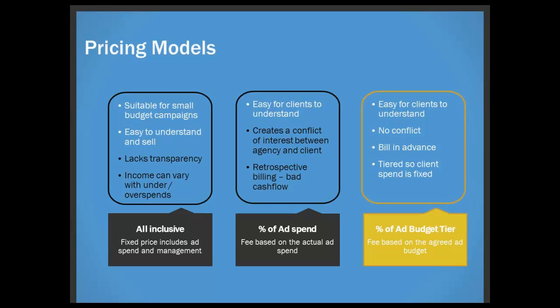That is a tiered pricing model based on the budgeted ad spend. So when your client or your prospect says, okay, I'm going to prepare to spend $1,000 a month on AdWords plus your fee, you can just look in your tariff and read off the fee that's appropriate. From the client's perspective, it's fixed, it's easy to understand, you can bill in advance, and there's no conflict of interest. It solves lots of the problems. So bear that in mind.